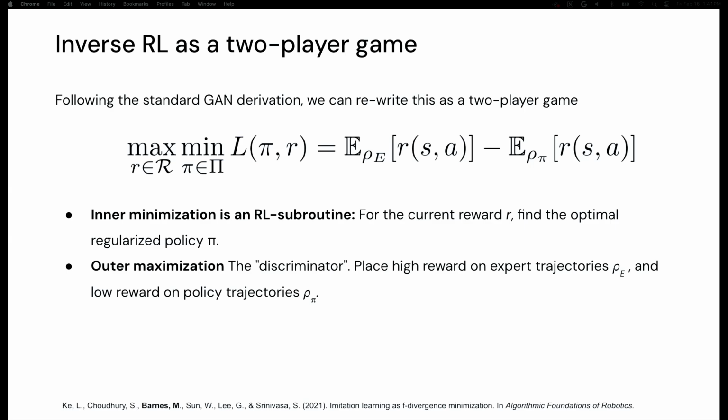Now, if you take this f-divergence objective and follow the standard GAN derivation, you can reformulate it as a two-player game between a discriminator and a generator. You can think of the discriminator here as your reward function, and the generator as your policy. What makes inverse RL so expensive is that this inner minimization is actually an RL subroutine, right? For the current reward function, compute the optimal policy. That's the RL problem. And then the outer maximization is where you update the reward function based on the trajectory rollouts from the policy. So this is a very general formulation of the problem so far.